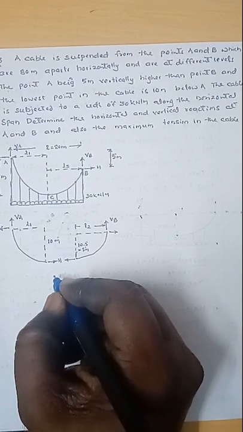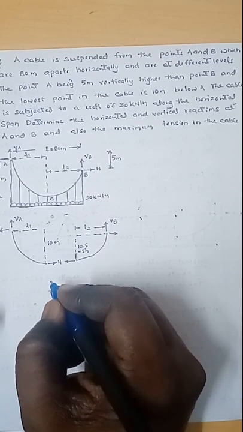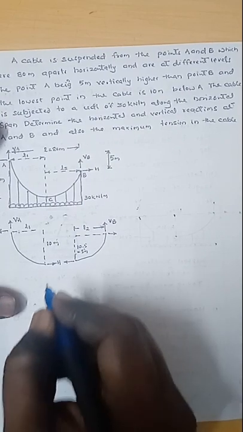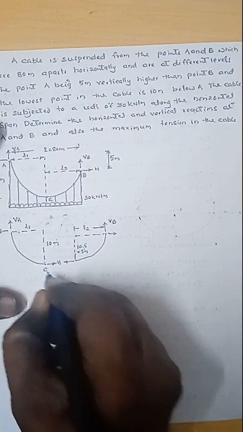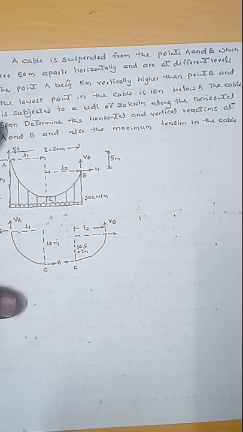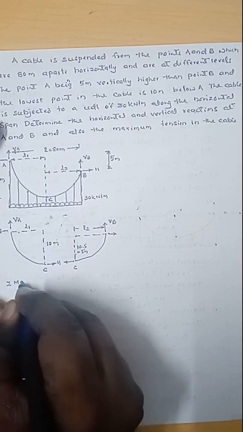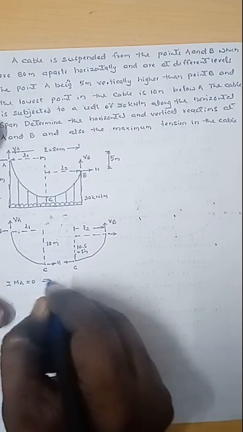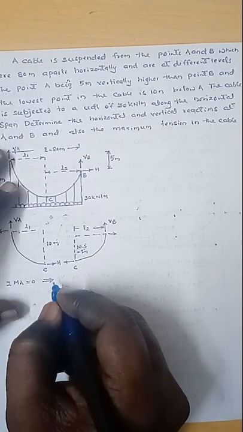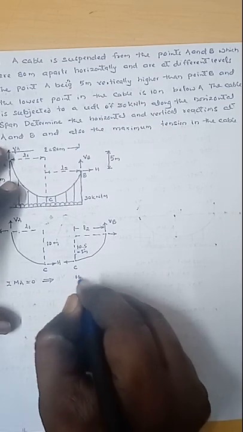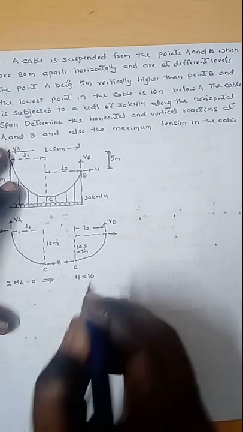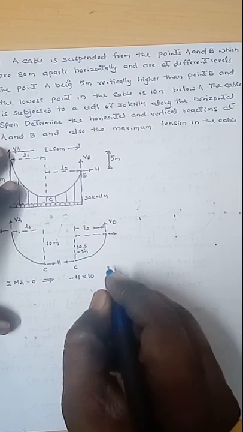Then summation of MA equals 0. Summation with C as origin, from summation of MA equals 0, we will get H into 10. That one is anti-clockwise. If you consider the left portion, that is H into 10, that one is anti-clockwise.